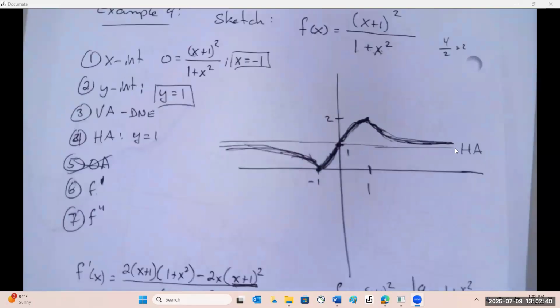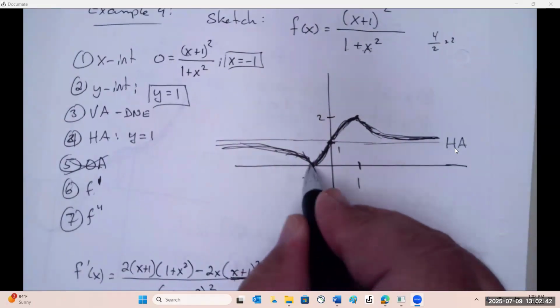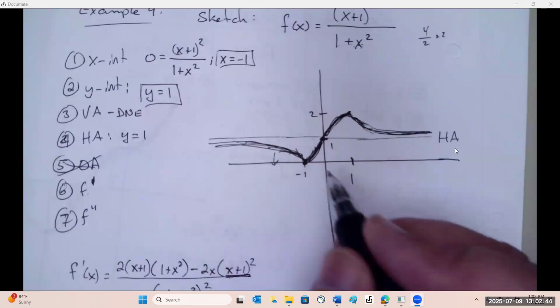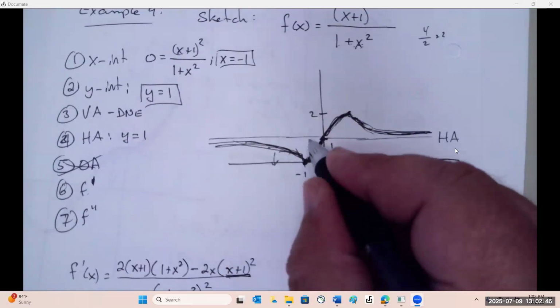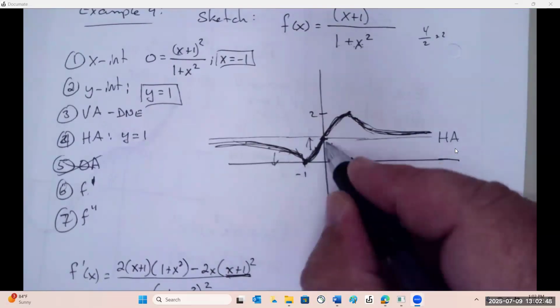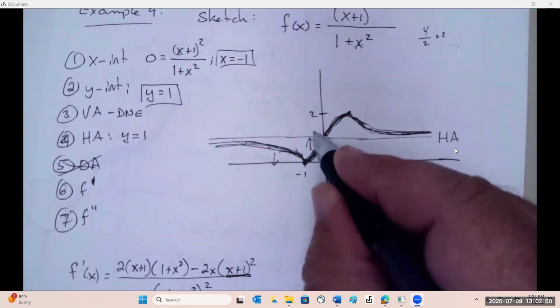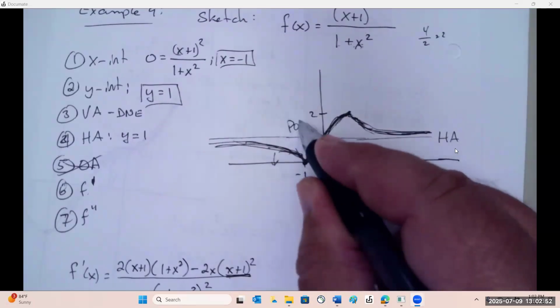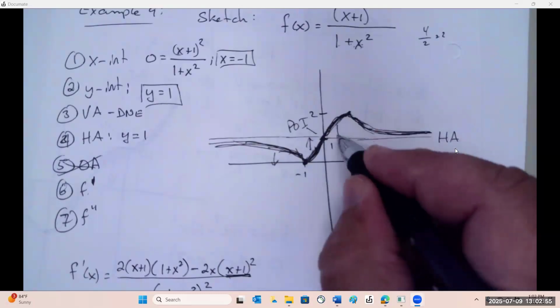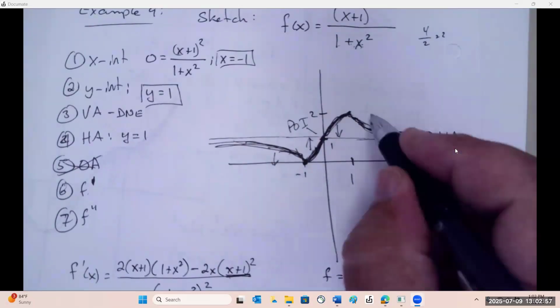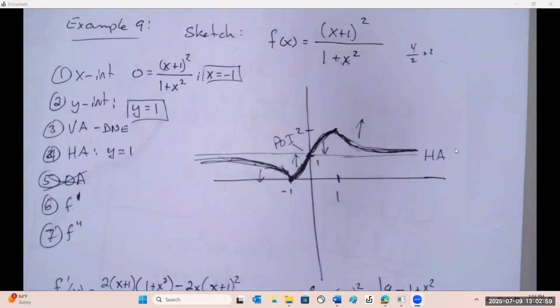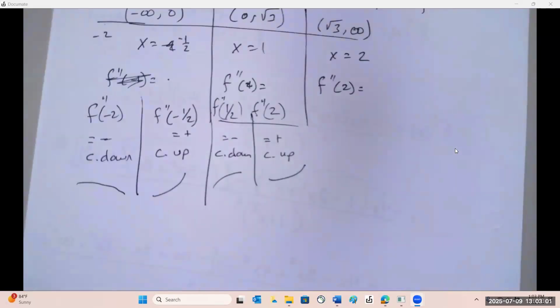Our picture to the left of negative 1 is concave down. To the right, it's concave up. After our point of inflection, which is at 0, it's concave down and then concave up. So that's what it does. It helps us sketch our graphs and understand what's going on even better from there.